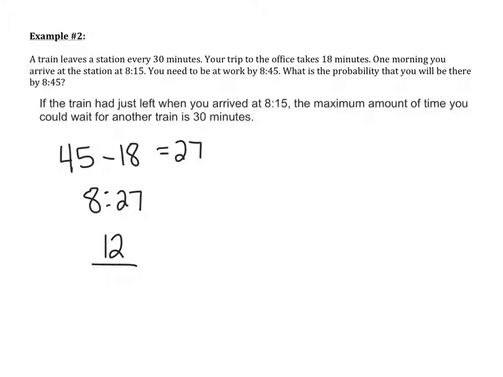But the maximum amount of time that I could wait, regardless of whether I'd be there on time or not, would be 30 minutes. So I have a 12 in 30 chance that I will get to work on time. So in lowest terms, that would be 2/5, which means if I arrive there at 8:15, I have a 40% chance of getting to work on time.